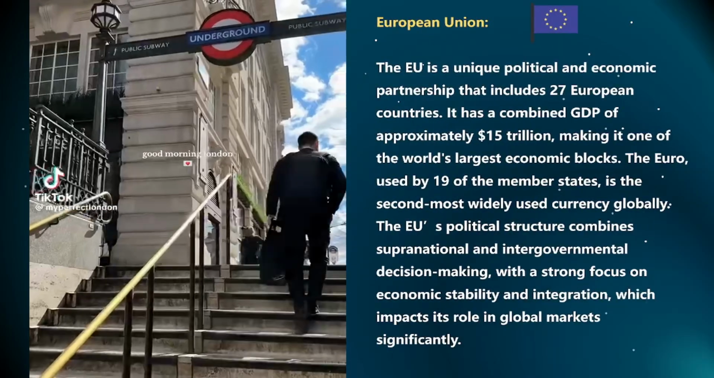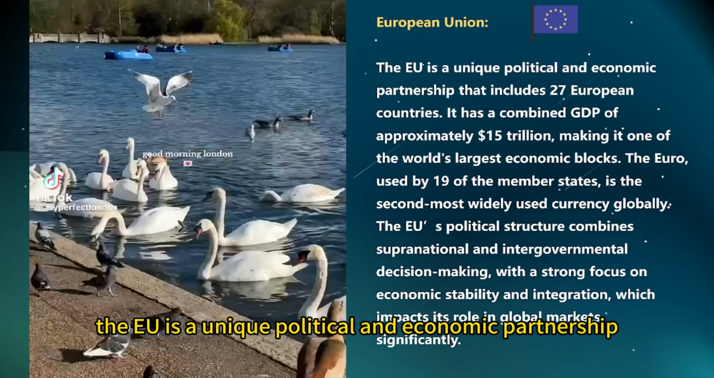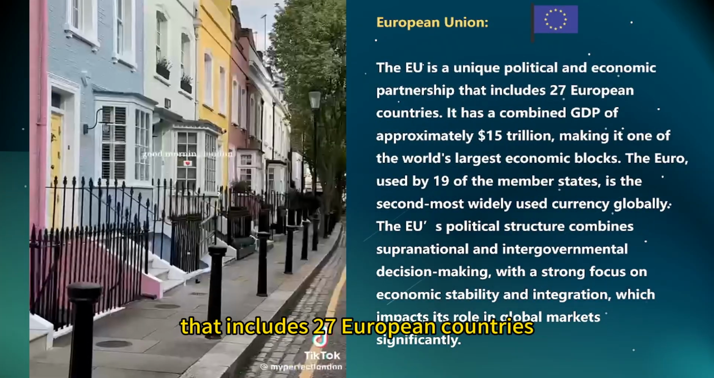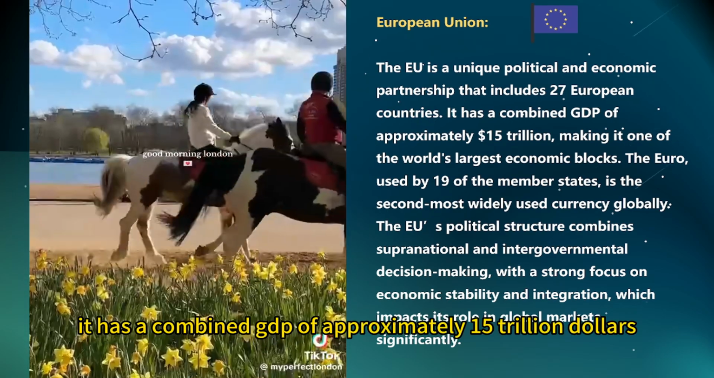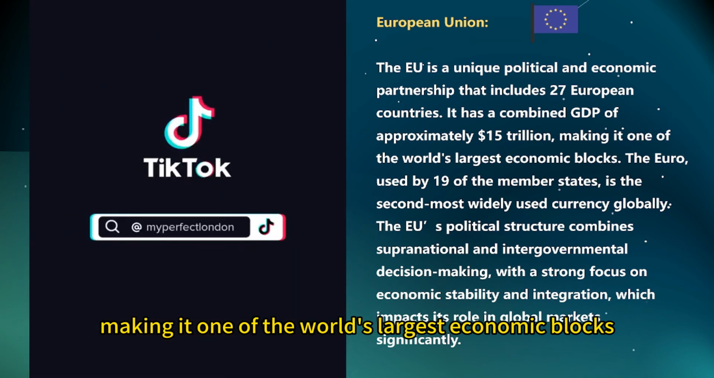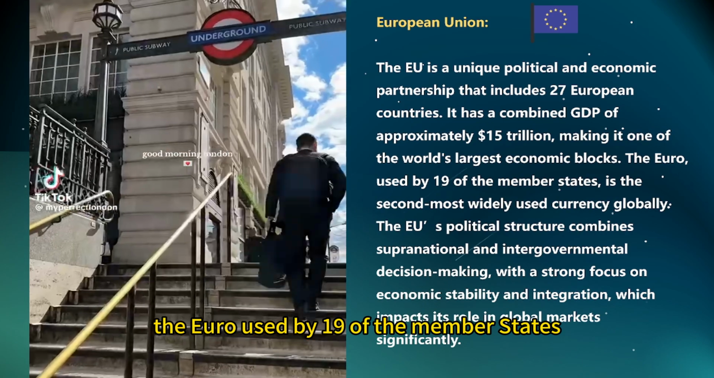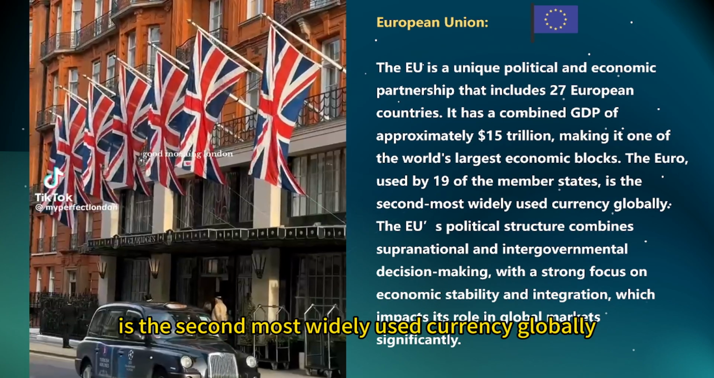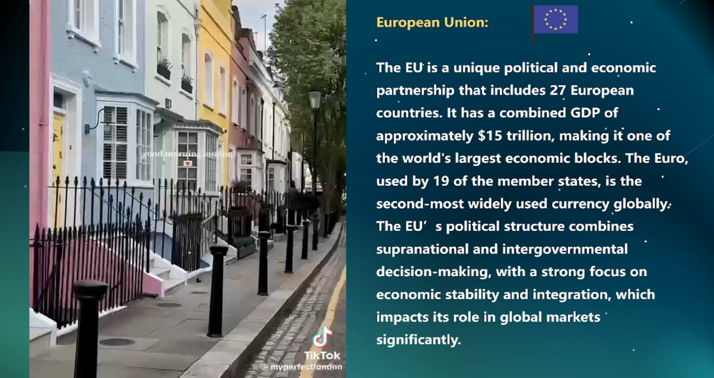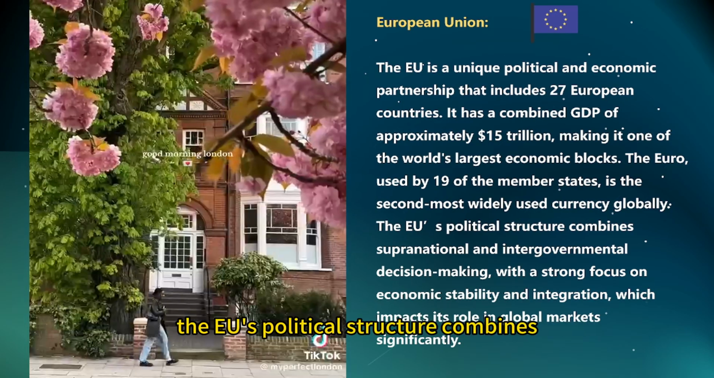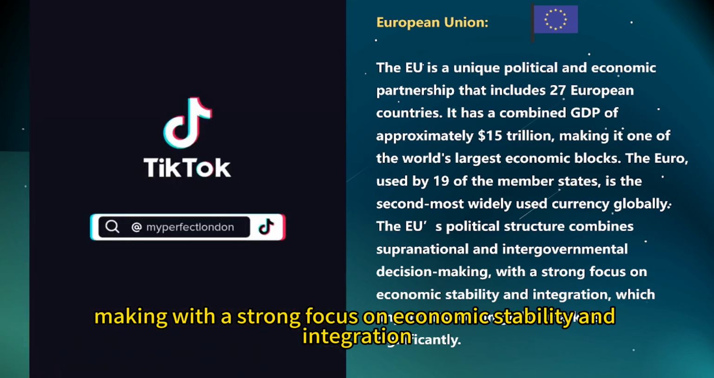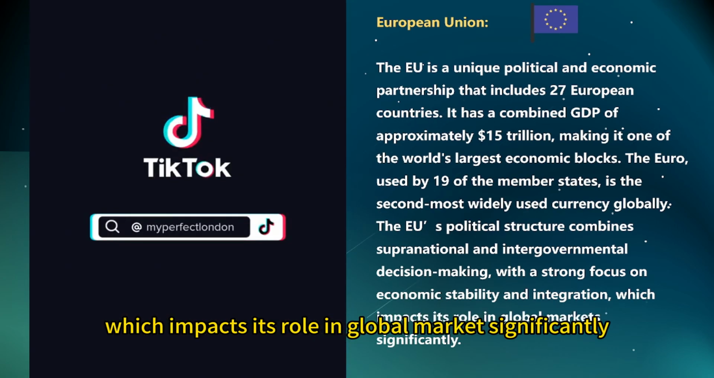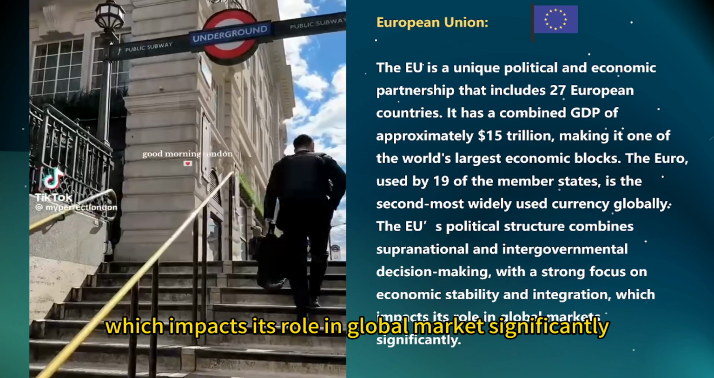European Union. The EU is a unique political and economic partnership that includes 27 European countries. It has a combined GDP of approximately $15 trillion, making it one of the world's largest economic blocs. The euro, used by 19 of the member states, is the second most widely used currency globally. The EU's political structure combines supranational and intergovernmental decision-making, with a strong focus on economic stability and integration, which impacts its role in global markets significantly.